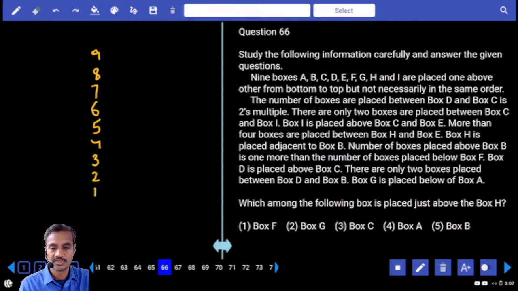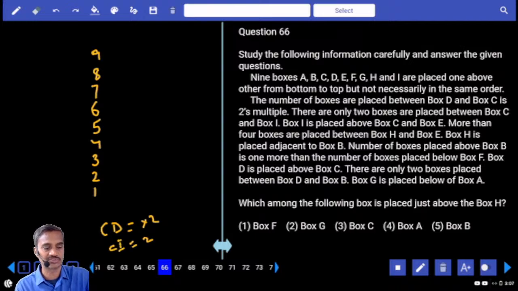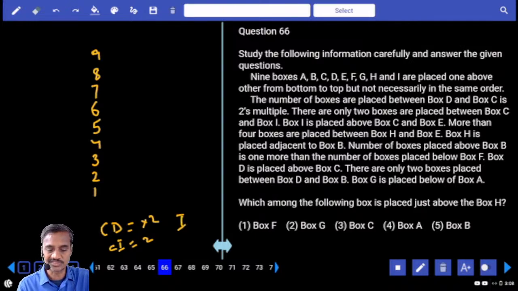Then the number of boxes placed between D and C is a multiple of 2. That means maybe 2 boxes, 4, 6, and so on. And there are only 2 boxes between C and I, and I is placed above C as well as E.